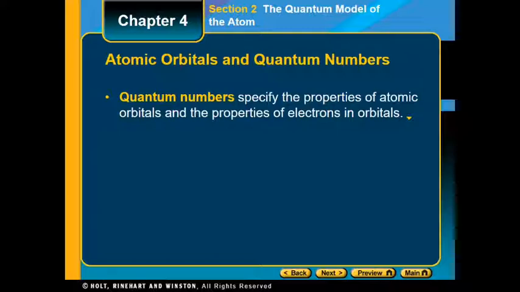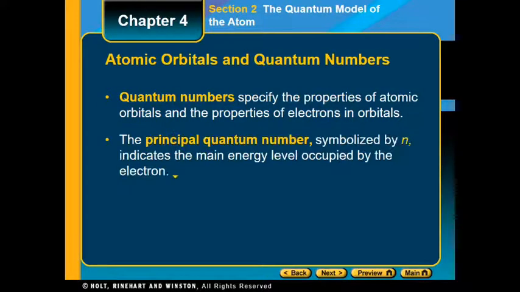So starting off, the first quantum number is the principal quantum number, and it is symbolized by the letter N. I'm going to be adding a lot of notes here for the different quantum numbers. Make sure that you get all of these added in, and we'll try to simplify it in one slide before we're finished today.